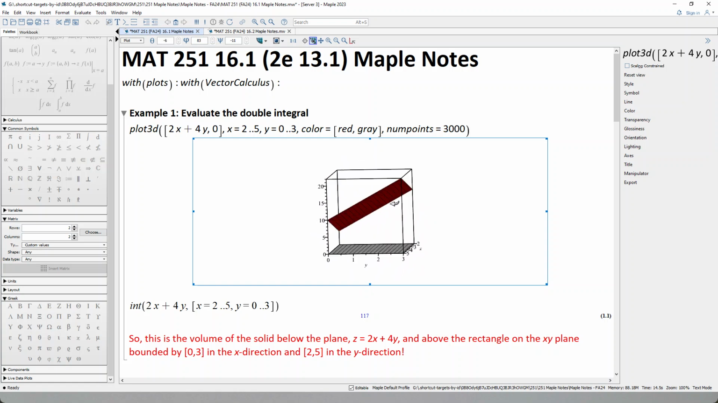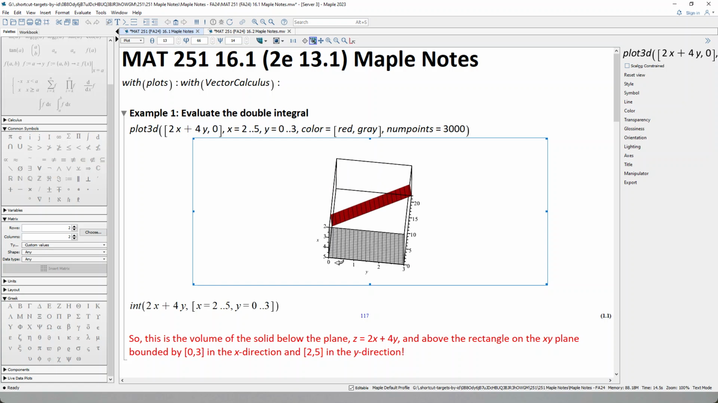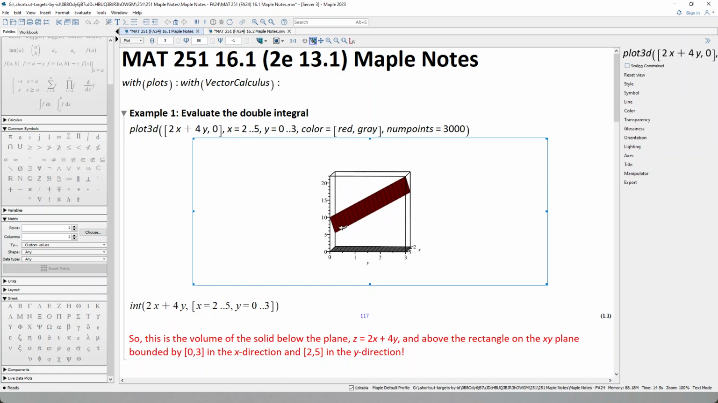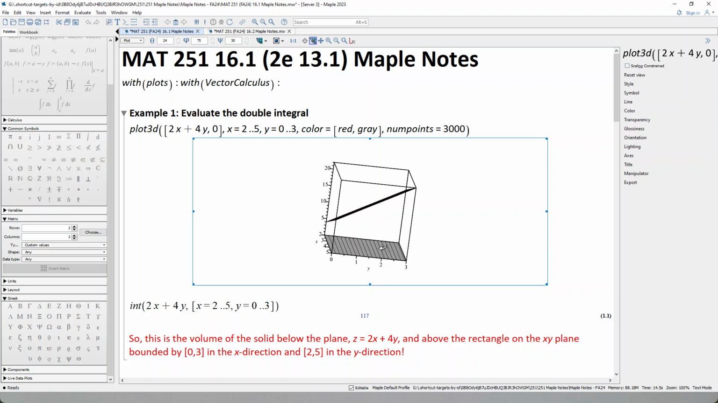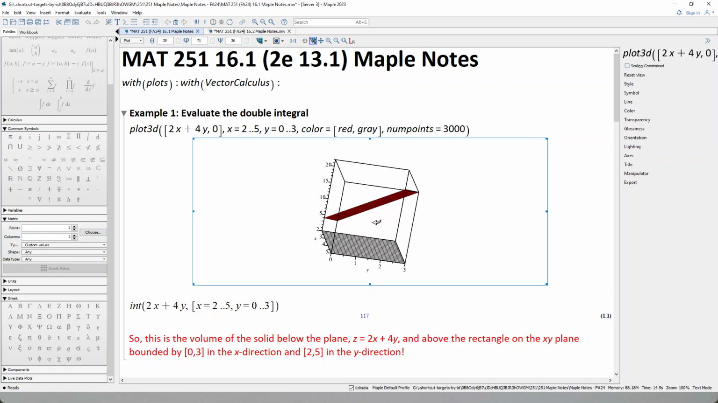Okay, so we have this plane, and so what's happening is you have a piece underneath it that you are going to look at. And we actually have it here from 0 to 3 for the y and from 2 to 5 for the x. So we're kind of looking at that shape, that volume of that object right there between the plane down here with gray and that plane up here with the red.